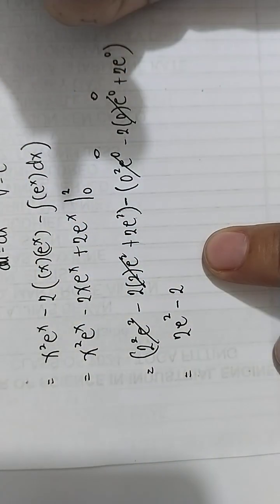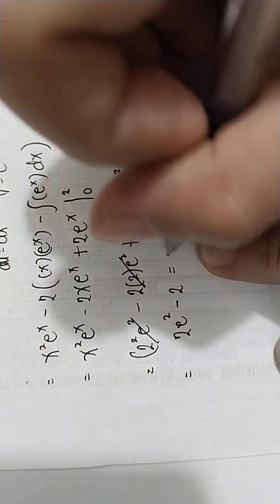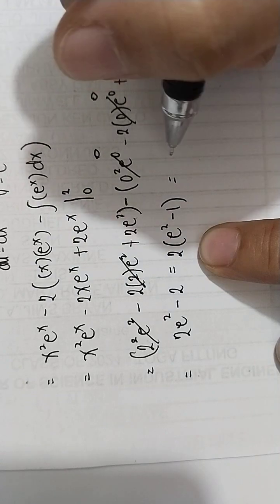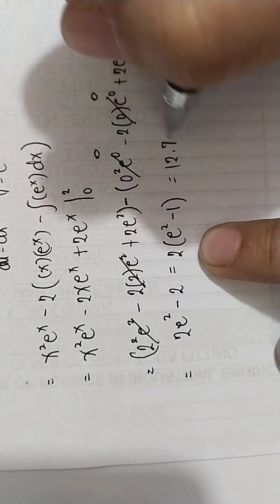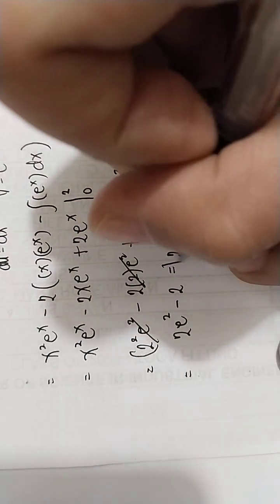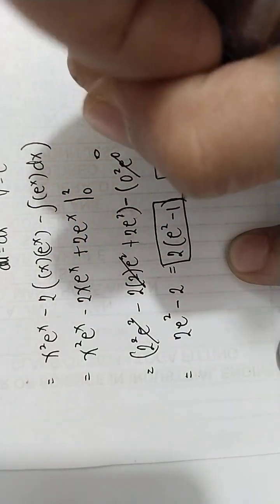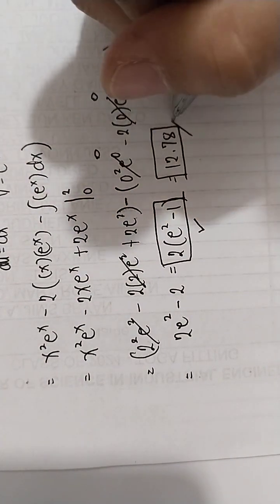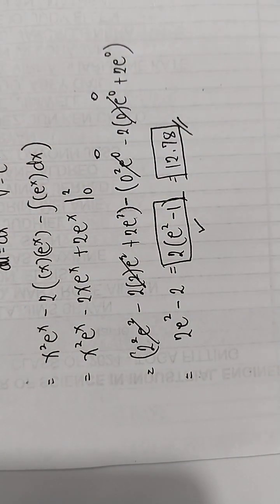So, this is actually 12.78, or you can factor out 2, you have e squared minus 1, or you'll have 12.78. That will be our final answer. Okay, no need na pahirapan nyo yung sarili nyo para masolve to, ha? So, ang final answer natin ito, just simply use your calculator.